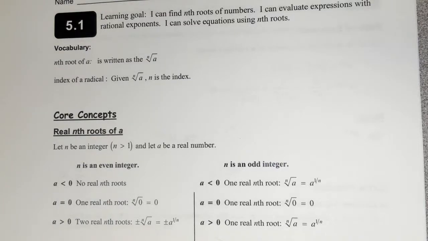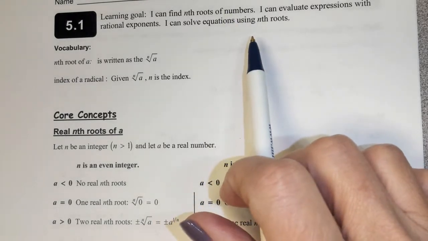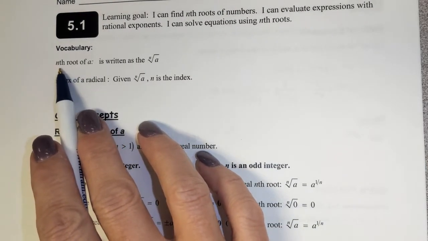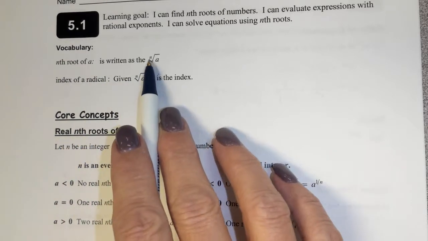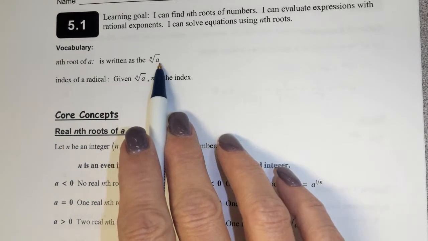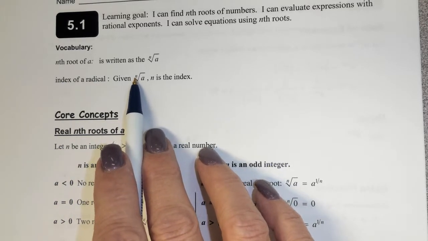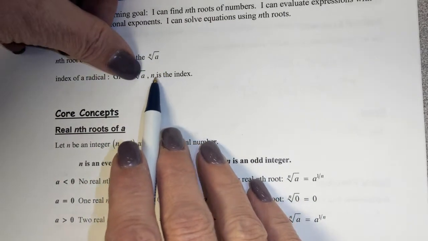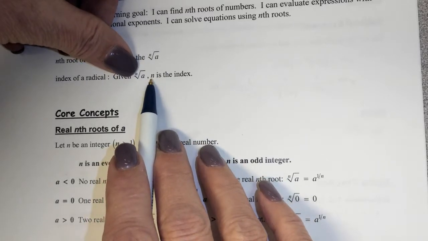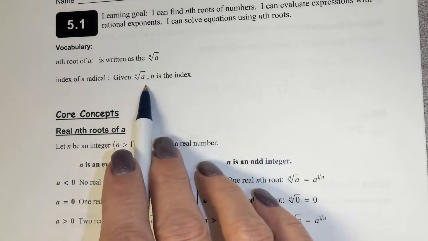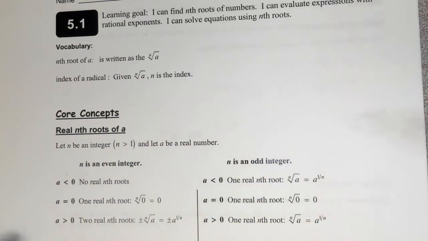Today we are looking at section 5.1, and we are going to be looking at nth roots of numbers. As far as the vocabulary goes, when we talk about the nth root of a, that is written this way: nth root of a. The index of the radical, n, is going to be the index. If there's no number there, then it's going to be 2 as the index. It's the square root. But if we have a 3 there, the index is 3, and with a 4 there it is the 4th root, and then the index is 4.